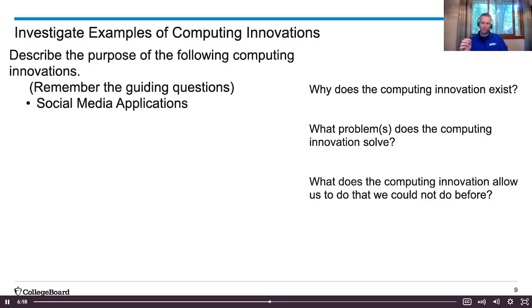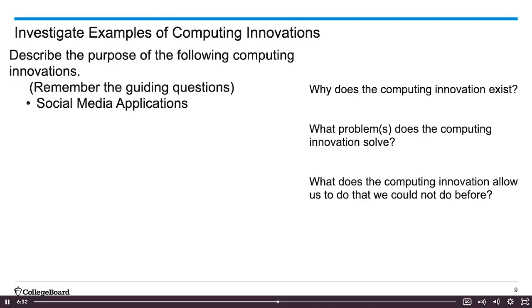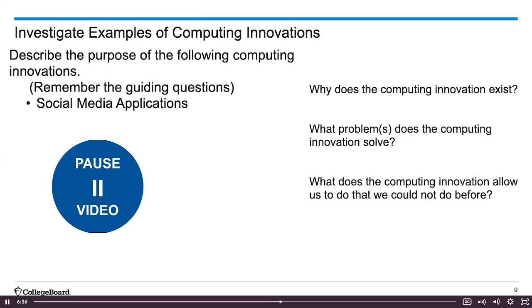Why does this computing innovation exist? What problem or problems does the computing innovation solve? And what does the computing innovation allow us to do that we could not do before? All right. So, number one, social media applications. All right. So, what I want you to do is I want you to pause the video and I want you to think about what is the purpose of social media applications.